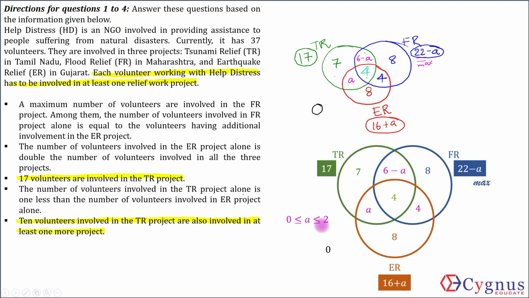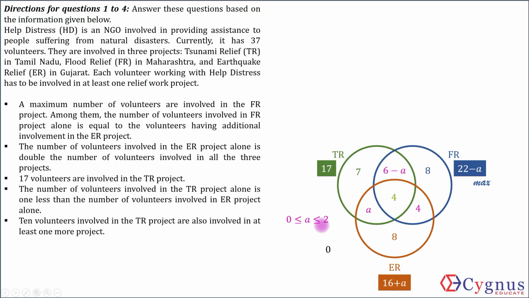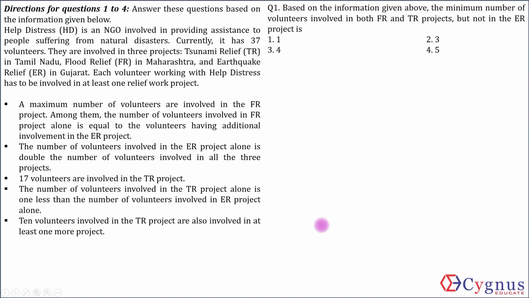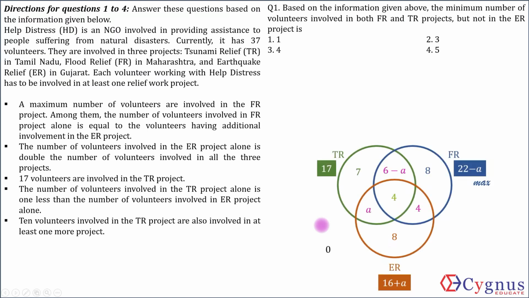Now let's go ahead and take a look at the individual questions. First one, based on the information given above, the minimum number of volunteers in both FR and TR projects but not in the ER project is. So we are talking about the minimum number of people who are involved in both FR and TR but not involved in ER. That means we want to minimize 6 minus A.